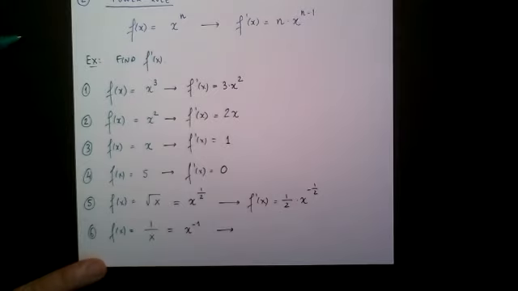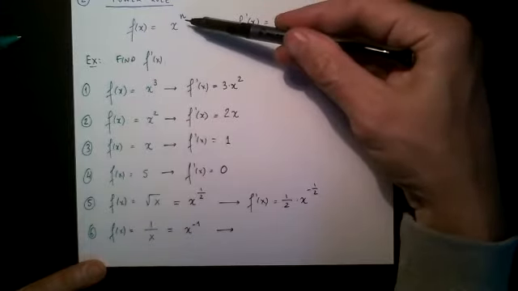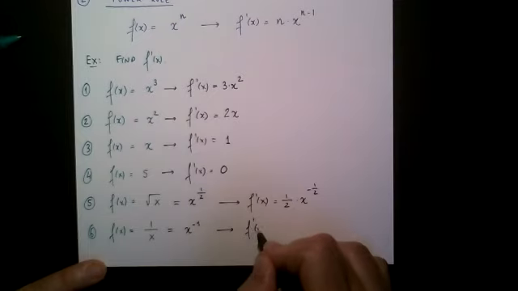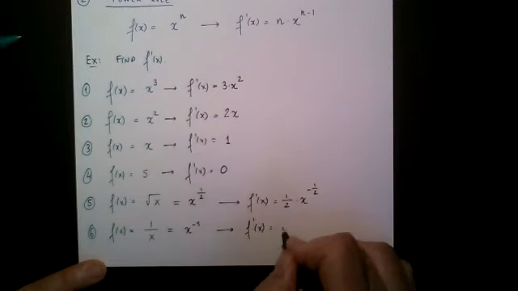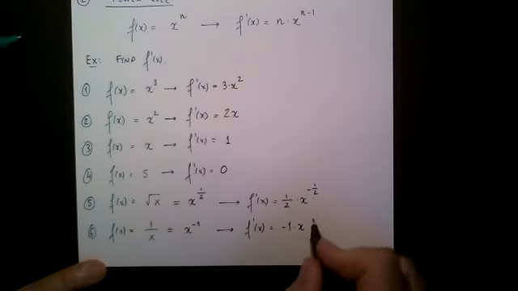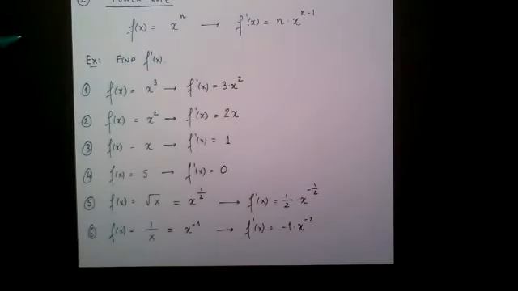Same thing here. So 1 over x, I'm writing it in exponential form, so x power minus 1, so that I could use the power rule. So what's it going to be? Minus 1 times x to the power of minus 1 minus 1, which is minus 2. Any questions?